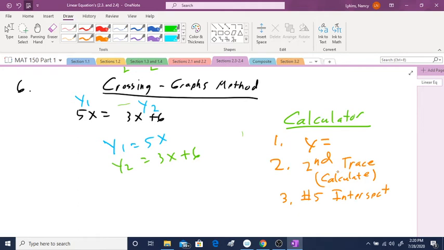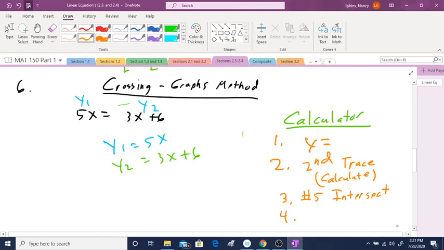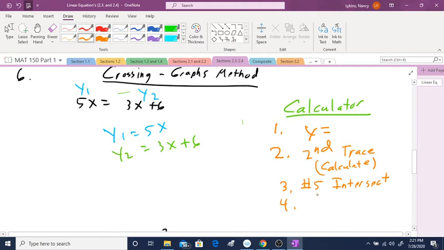So when you hit second and trace, number 5, it's right below maximum. And then you're going to see it'll start saying first curve, you hit enter once, second curve, enter, guess, and it gives you what's called the intersection. So the final step is, once you hit enter, going through first curve, second curve, and guess, it comes up with the intersection.